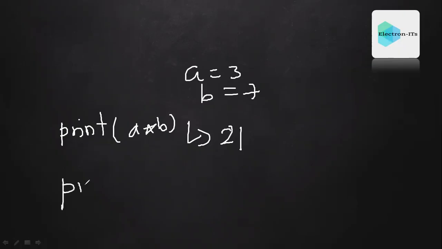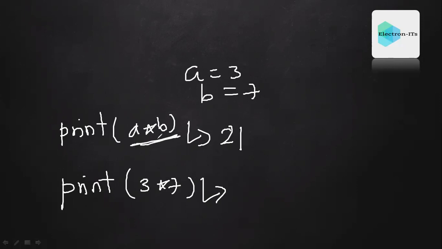Similarly, we can directly use the numbers. Either we can assign numbers to variables and then use the variables inside the print, or otherwise you can directly use 3 and 7, and then it will generate 21.